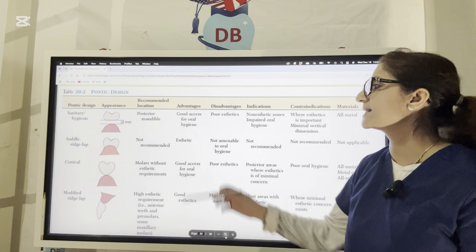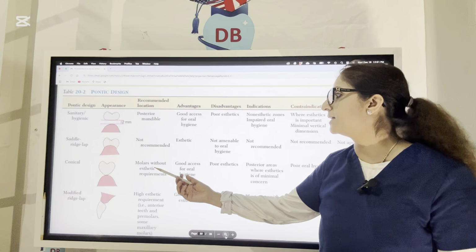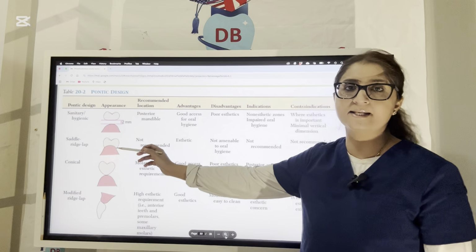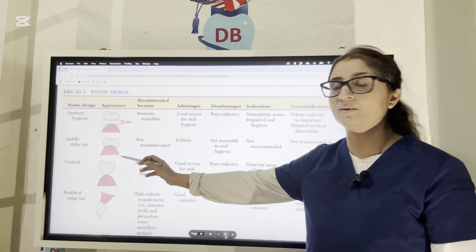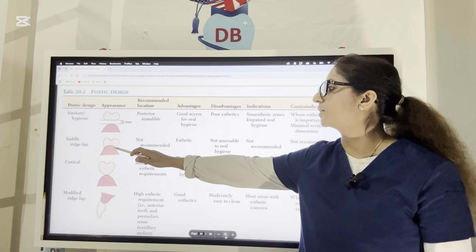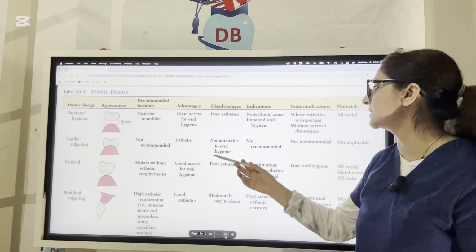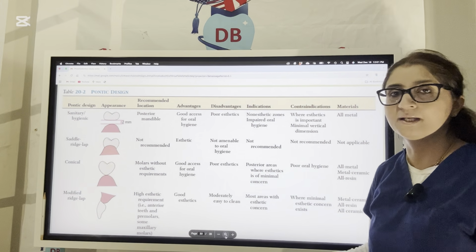Now, when we talk about the saddle or the ridge lap pontic, this pontic is no longer being recommended. The reason behind that is it is lapping both sides of the ridge, buccally as well as lingually. You can see there are 2 concave areas that have been created for this pontic, and you can have easy food accumulation, and it is difficult to clean. The saddle ridge lap pontic is no longer being used.